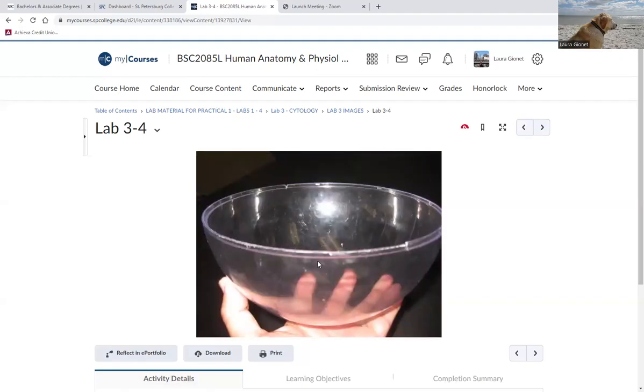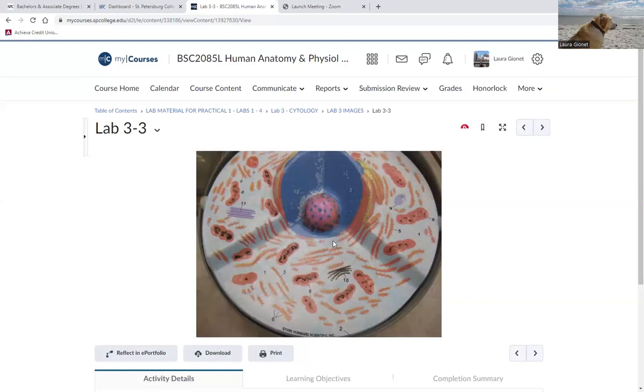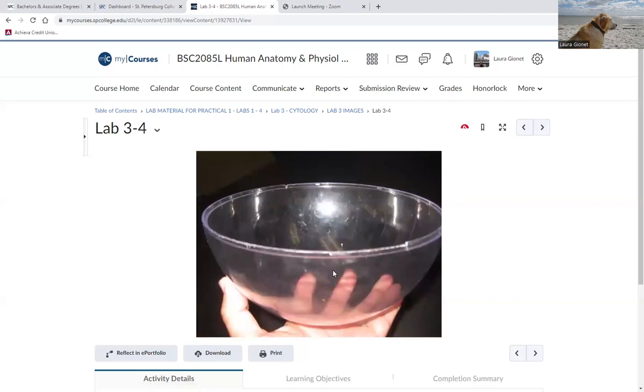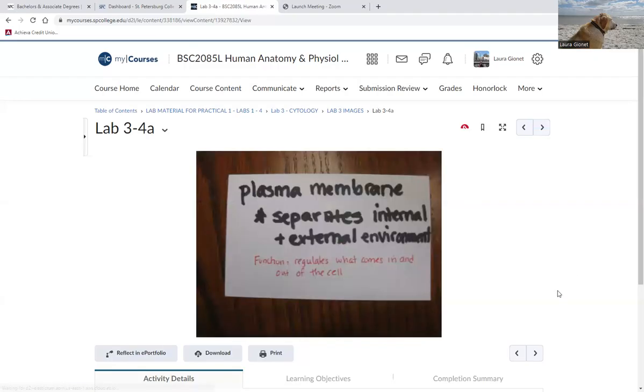This is the plasma membrane. So this model here actually sits in this clear plastic portion, and that represents the plasma membrane. Plasma membrane: a phospholipid bilayer that regulates the passage of material into and out of the cell. It separates the internal and external environment, and functions to regulate what comes in and out of the cell.